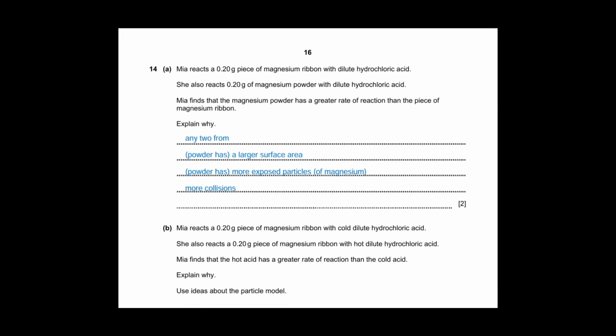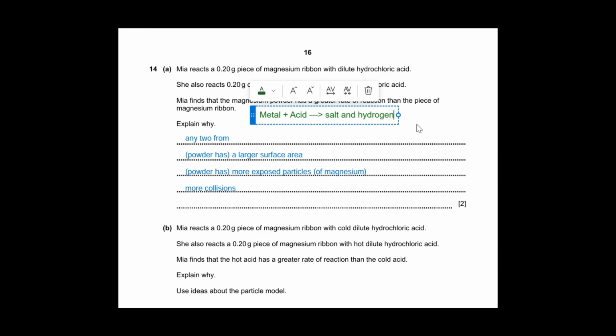This is question 14. It is a reaction between metal and acid. Generally, something you need to know about a metal reacting with acid is this: anytime a metal reacts with acid, two products will be formed. These products will be salts and hydrogen, although that does not happen for all kinds of metals.